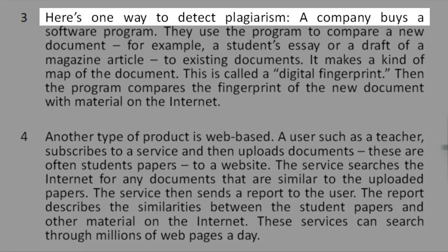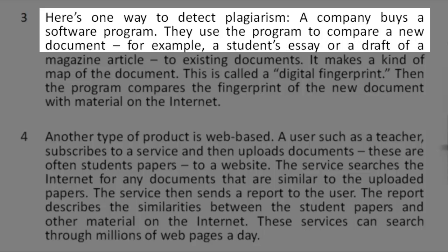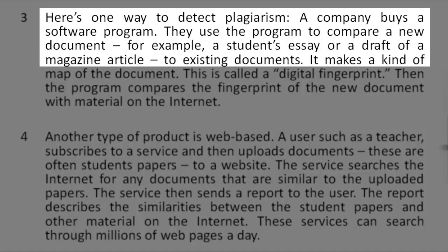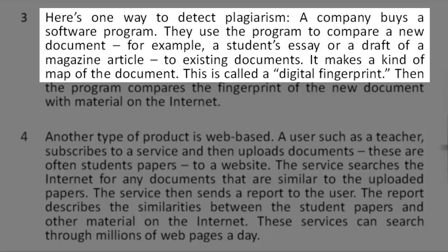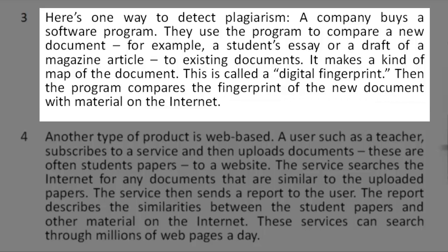Here's one way to detect plagiarism. A company buys a software program. They use the program to compare a new document, for example, a student's essay or a draft of a magazine article, to existing documents. It makes a kind of map of the document. This is called a digital fingerprint. Then the program compares the fingerprint of the new document with material on the internet.